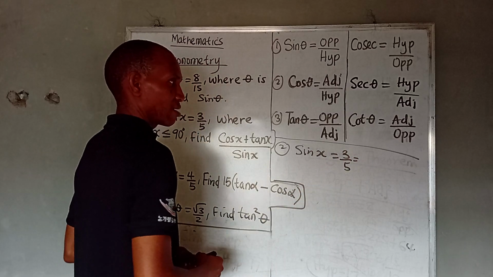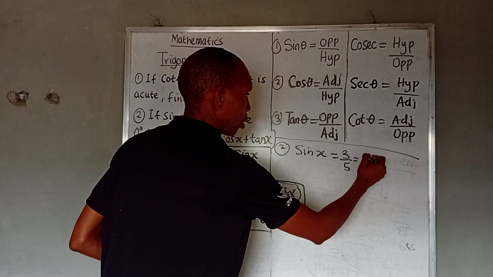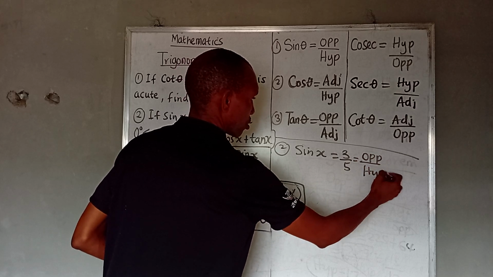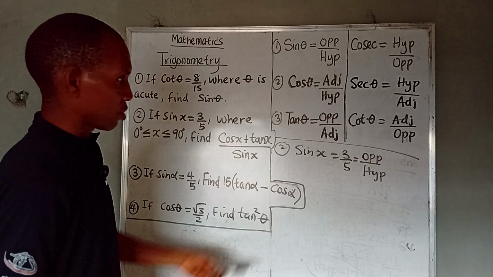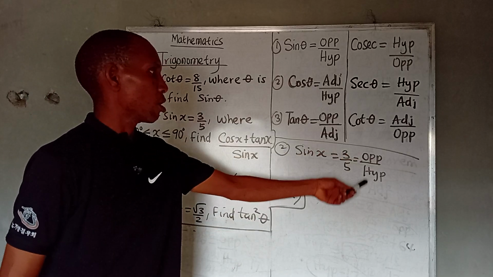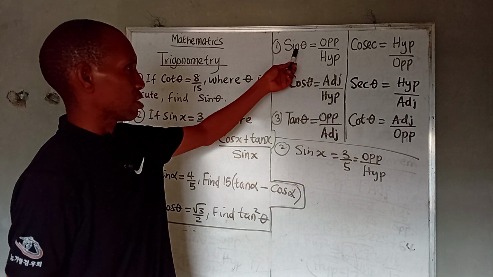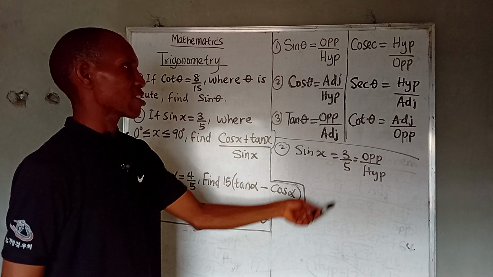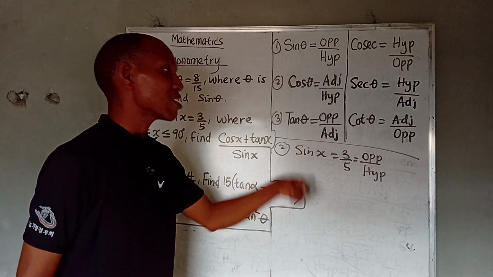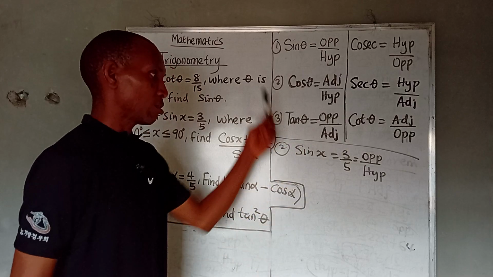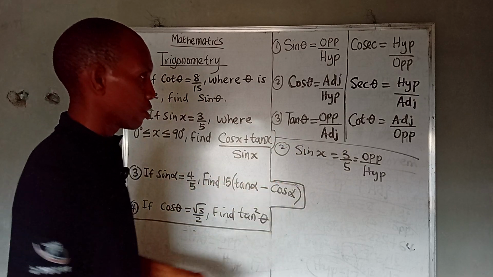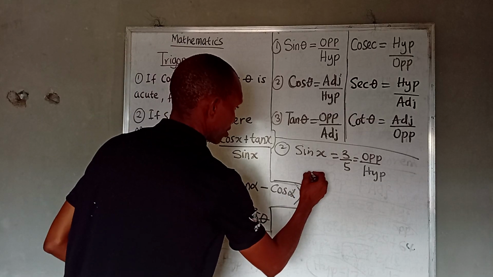Sine x is 3 over 5. That implies that the opposite is 3 and the hypotenuse is 5, because sine is opposite over hypotenuse, as you can see in formula 1. So sine x is 3 over 5 means that the opposite is 3 and the hypotenuse of the right angle triangle is 5. So that means you need the adjacent.